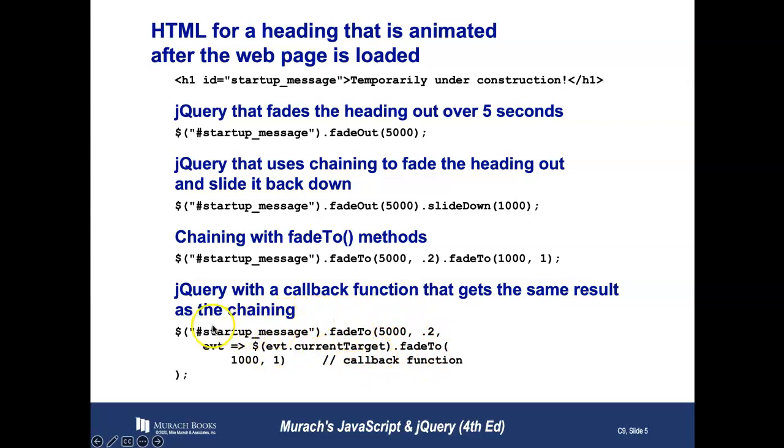So let's read this. We're targeting the startup message, and then we have the fade2 method, and it takes that extra argument. So in 5 seconds, it'll be at 0.2 opacity. And then after that, we're going to run this function, and whatever the current target is, it will fade to, in 1 second, opacity 1, meaning fully visible.